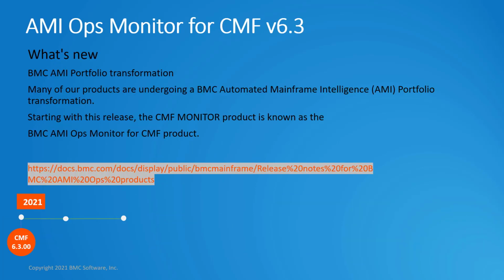So many of the products are undergoing this BMC Automated Mainframe Intelligence, AMI, name branding transformation to the Autonomous Digital Enterprise. Starting with this release, the CMF monitor is now known as the AMI Ops Monitor for CMF product. And notice docs.bmc.com is where you can find all the release notes.